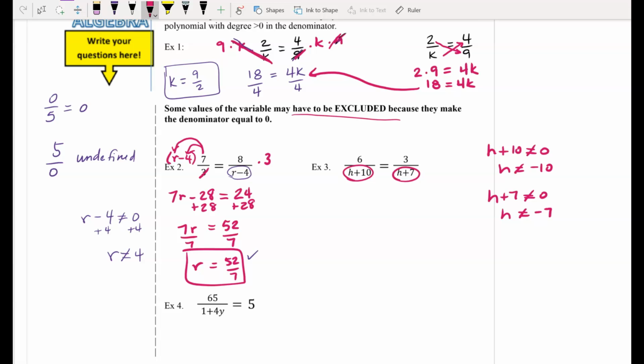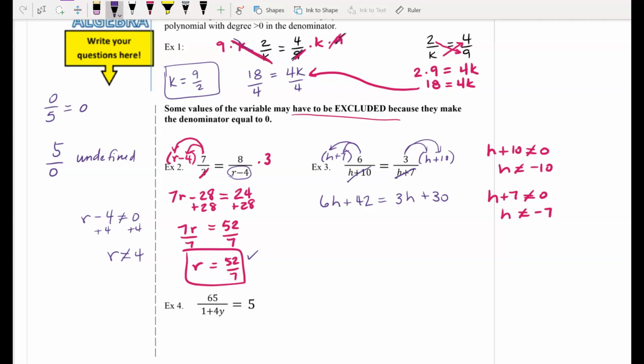They're not our solutions. Now let's go back and solve this rational equation. So to get rid of this denominator, I'm going to multiply the other numerator by h plus 10. And to get rid of this denominator, I'm going to multiply the other numerator by h plus 7. Let's distribute the 6. 6 times h plus 6 times 7. Let's get rid of these parentheses on the right side by distributing 3 times h plus 3 times 10.